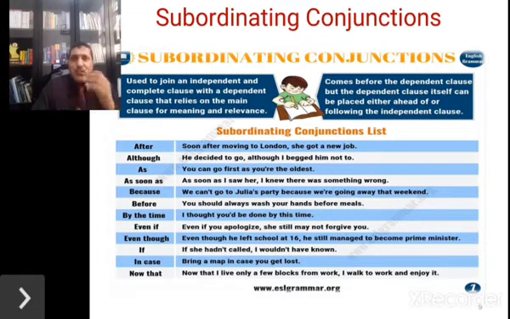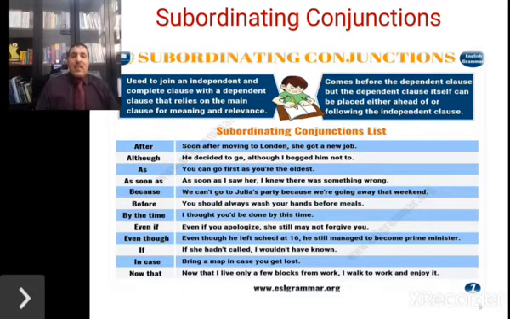He decided to go. He emphasized his opinion that I have to go, I must go. Although he decided, I said, please don't go. I tried my best to force him, or to oblige him, or to persuade him not to go. Okay, so although he decided to go, I begged him not to go.